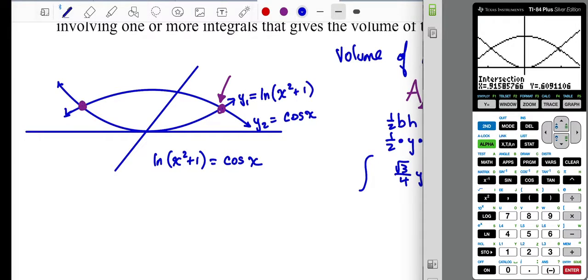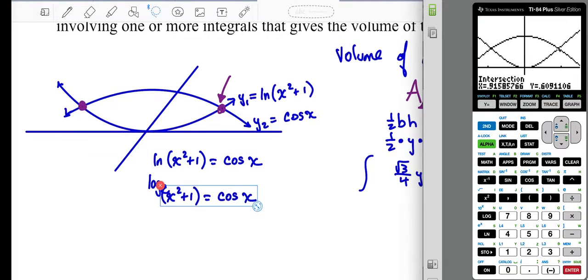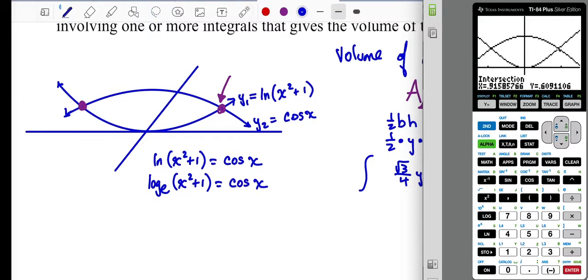This would be log base e of all of this stuff is equal to cosine of x. So e to the cosine of x is going to be equal to x squared plus 1. Then it becomes a question of, all right, how on earth do I solve this? Normally when you want to get a variable out of an exponent, you take the log of both sides, and that's just going to bring us right back to where we started. So this is a use-the-calculator situation.